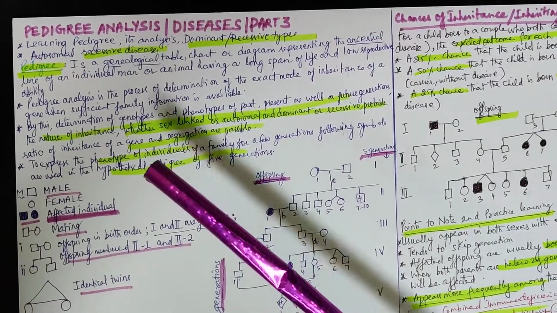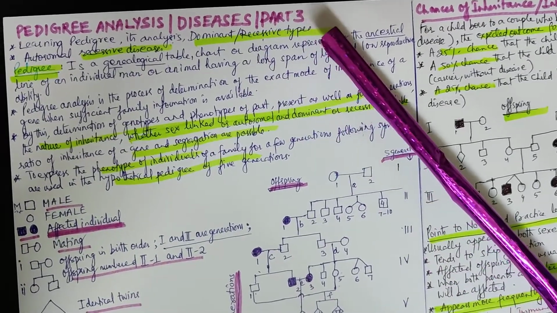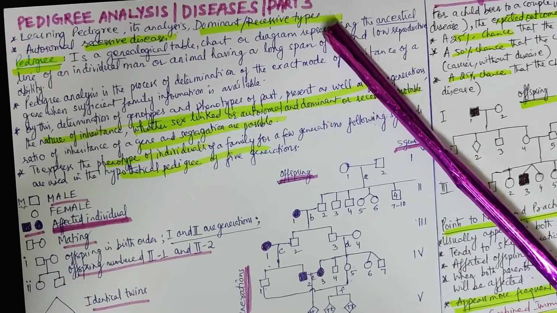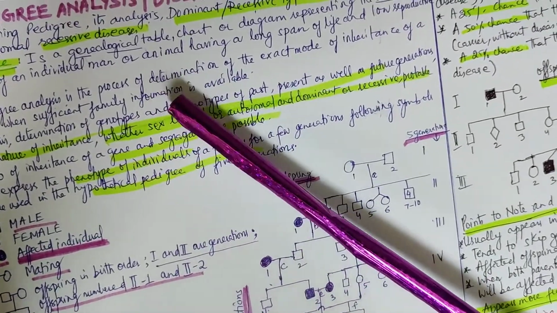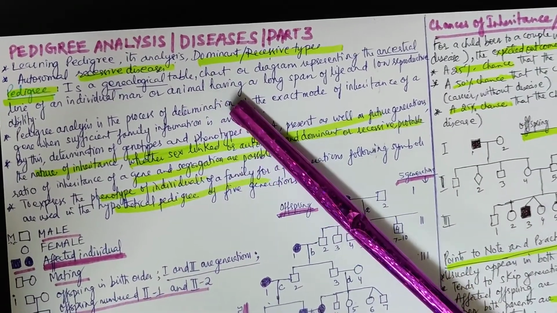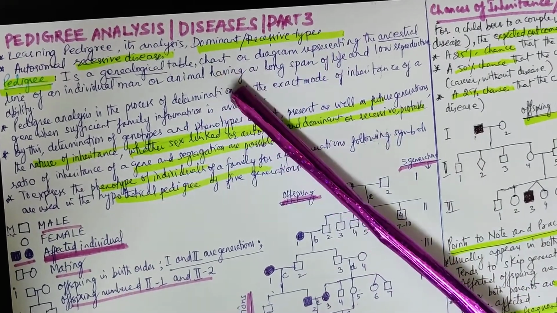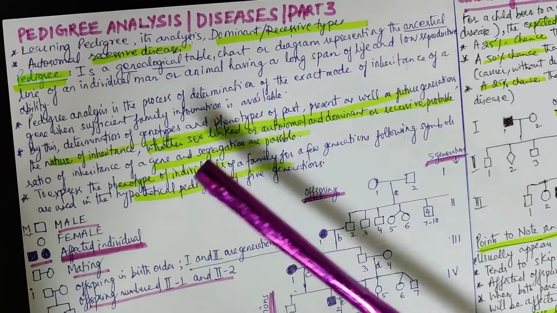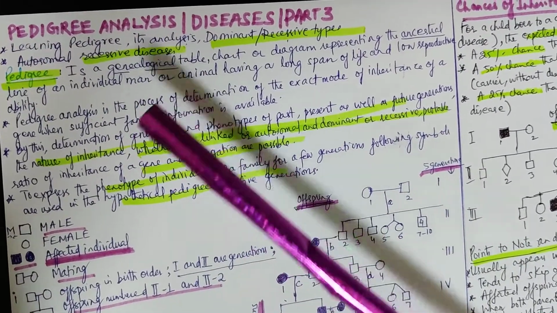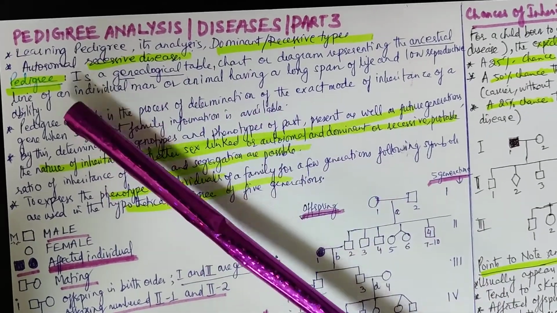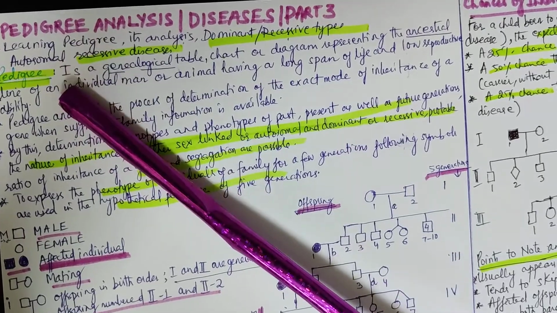Dear friends, we are going to study here about pedigree analysis of disease. This is part 3 video, learning pedigree analysis. We are going to study dominant and recessive types of genes, which could be autosomal recessive disease or autosomal dominant disease. Autosomal means the disease which is occurring in autosomes.